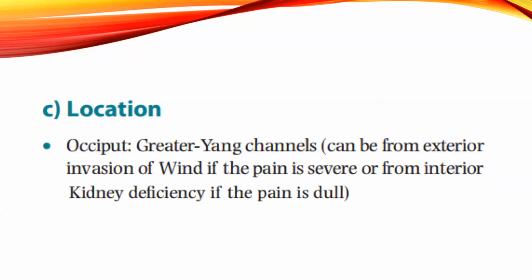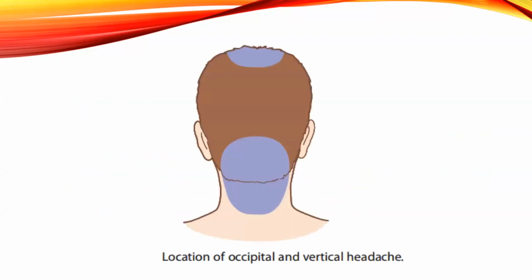Location. Occiput. Greater yang channels can be from exterior invasion of wind, if the wind is severe, or from interior kidney deficiency if the pain is dull. So this is the drawing showing the location of occipital and vertical headache, the top of the head and the nape.